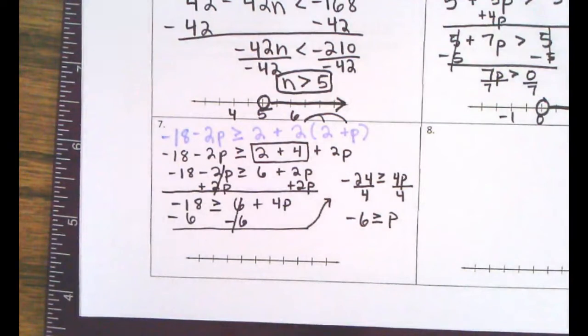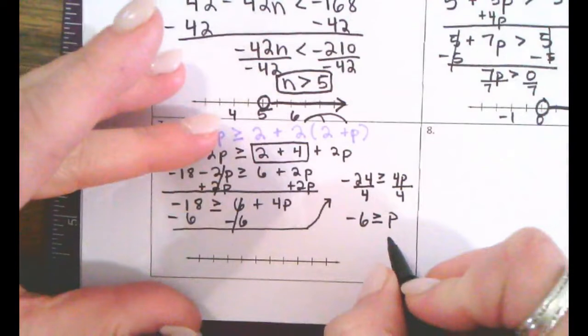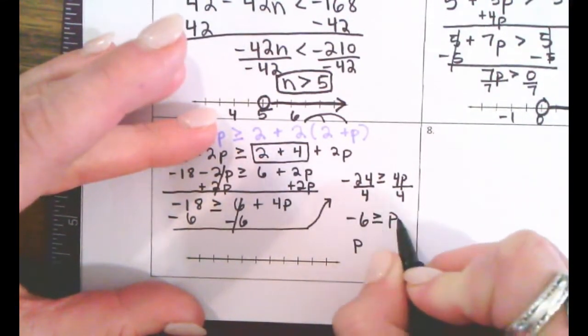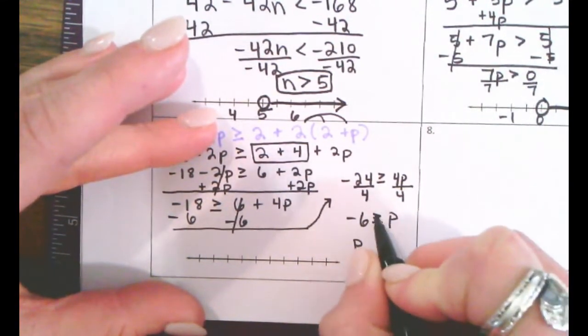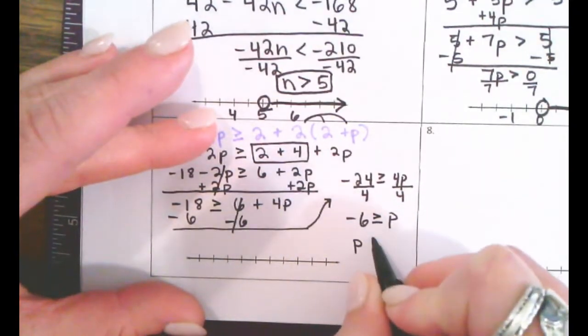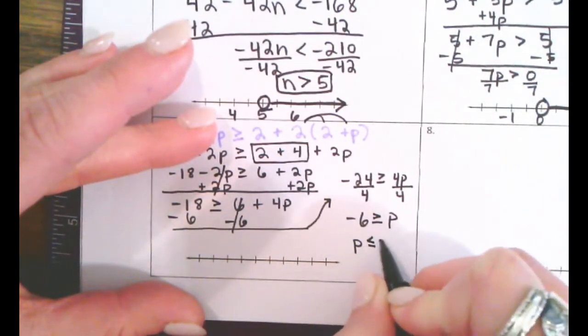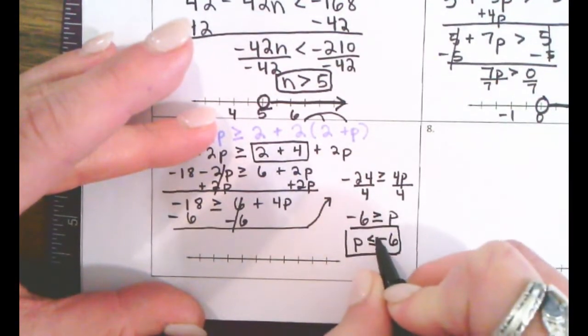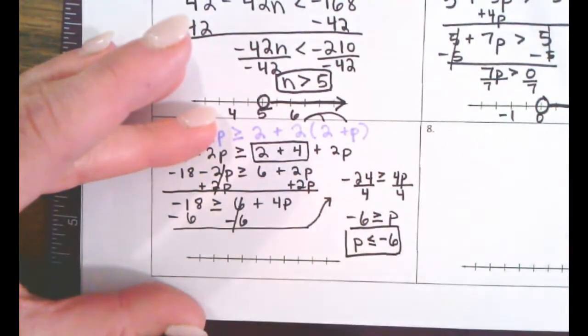Before you get to graph this, don't forget to put it into standard form. So the first thing that I'm going to do is change this and put p first, and I'm going to change the sign. If I read this backwards, it reads as p is less than or equal to negative 6. So I'm going to change it to p is less than or equal to negative 6. And there's my solution. That will help make sure you get the arrow going in the correct direction.